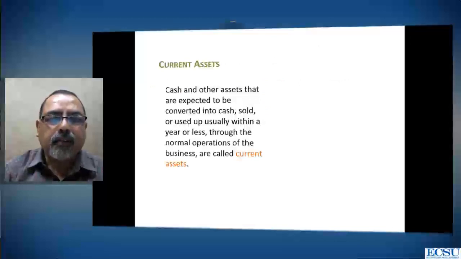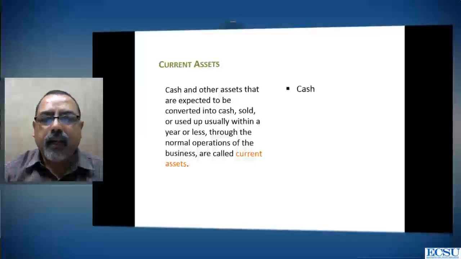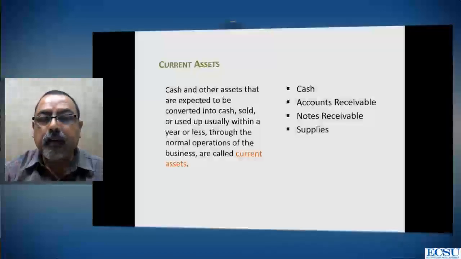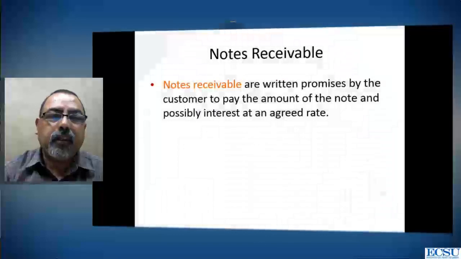Now the examples of current assets are cash and other assets that are expected to be converted into cash, sold or used up usually within a year or less. So that is the threshold. Through the normal operations of business. And the examples are cash, accounts receivable, notes receivable, supplies, and any inventory that you can have.